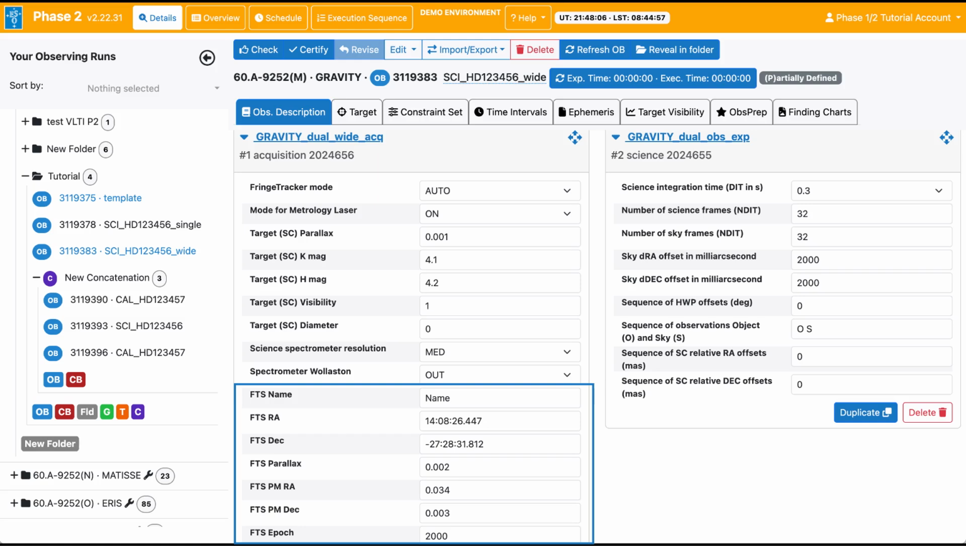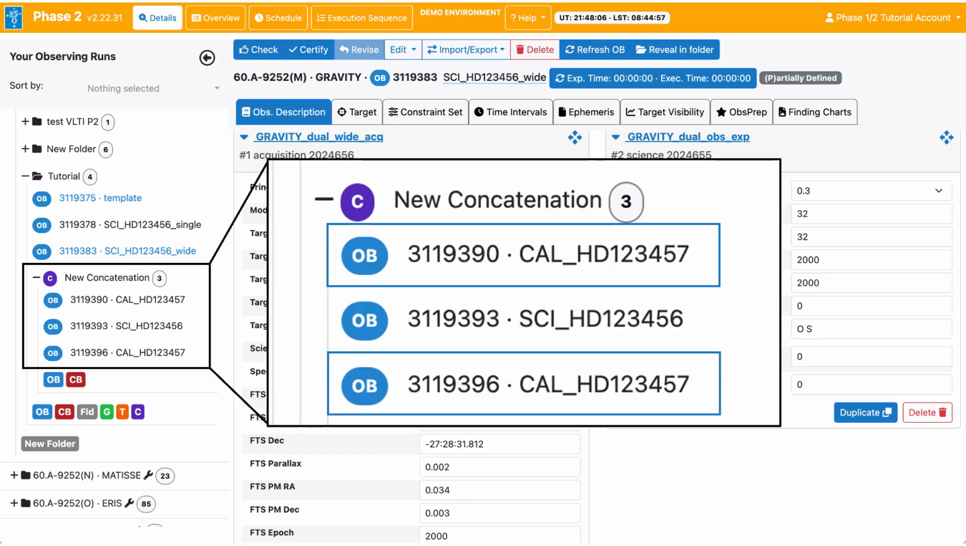Dual Wide Acquisition template. When absolute calibration of the visibilities is required, you should also prepare OBs for appropriate calibrator stars, chosen in terms of target proximity, magnitude, and apparent diameter. For dual field wide mode, no absolute calibration is at the moment possible, and therefore calibrators are not needed.